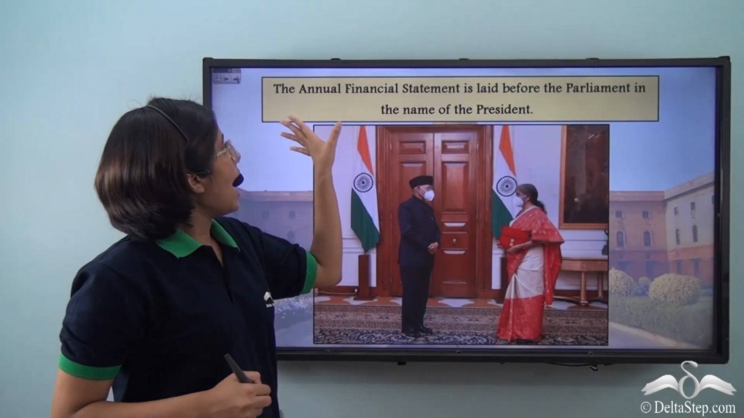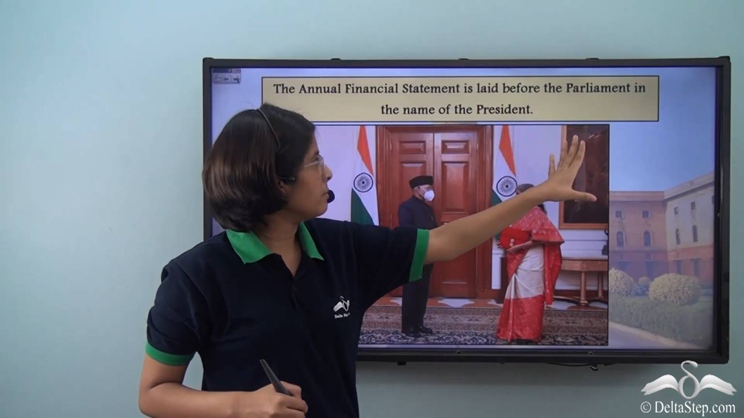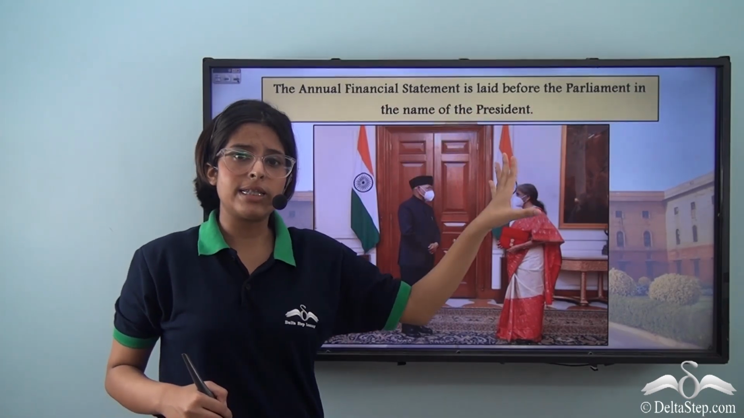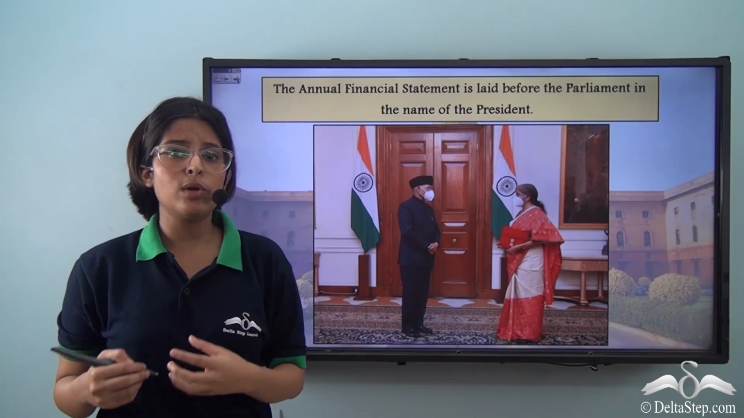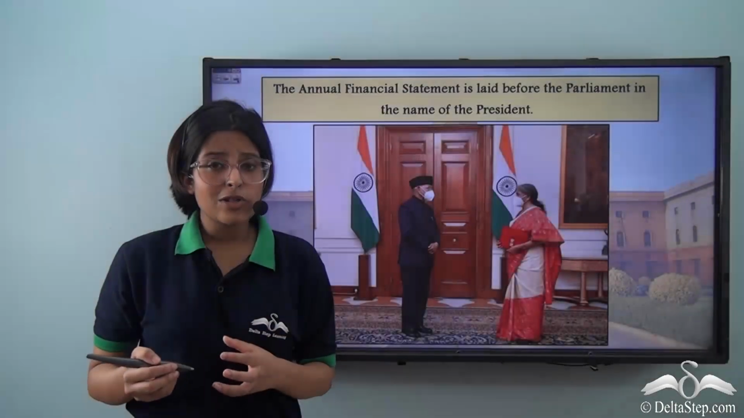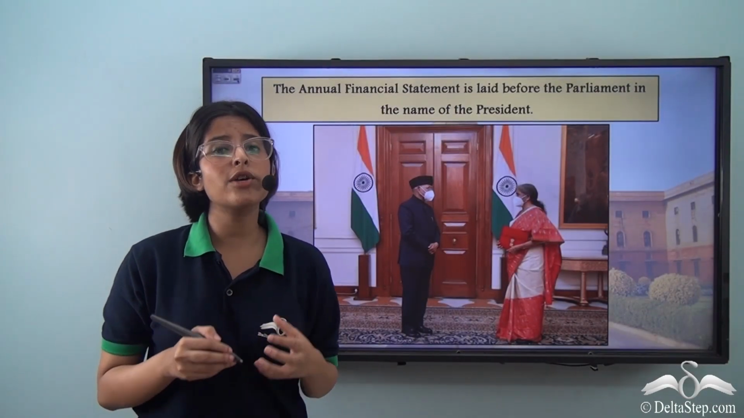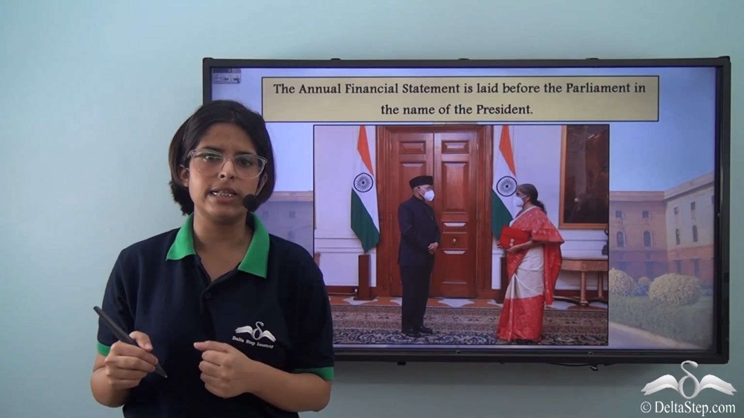Secondly, the annual financial statement is laid before the Parliament in the name of the President. In the annual financial statement, there is a part which is the budget. The budget cannot be passed in the Parliament without the prior recommendation of the President.